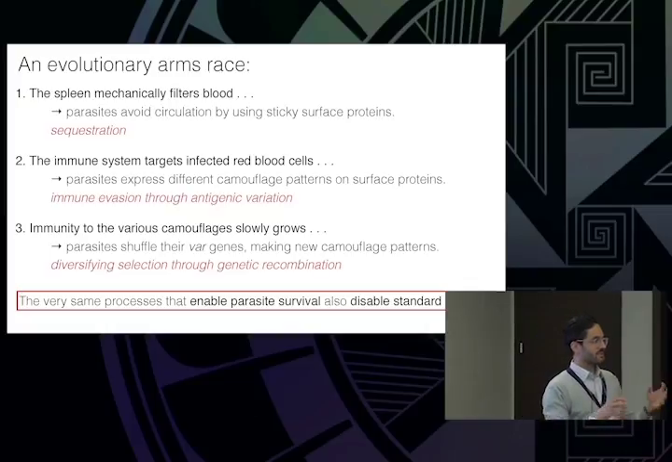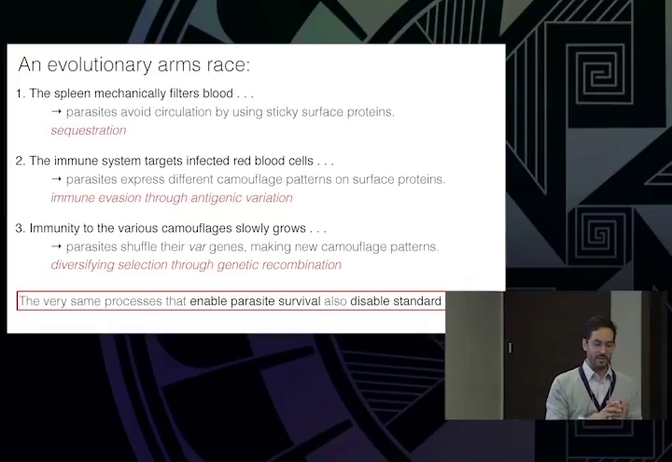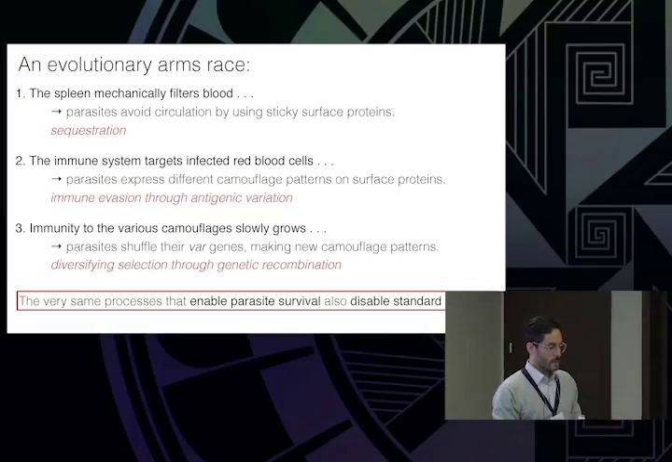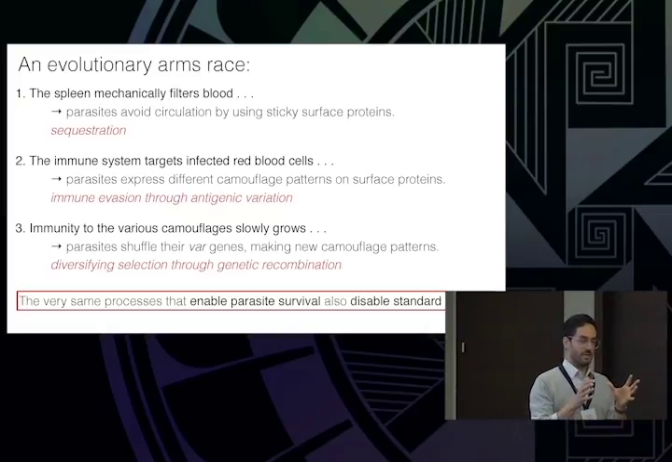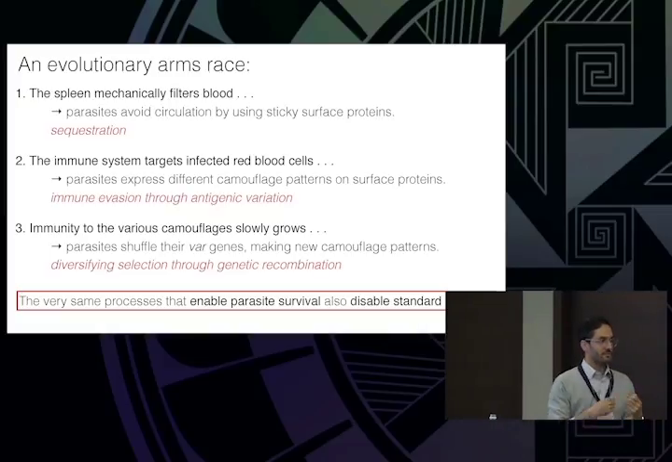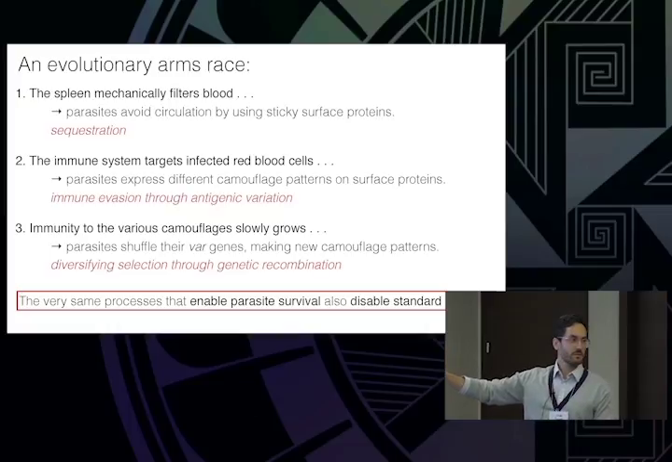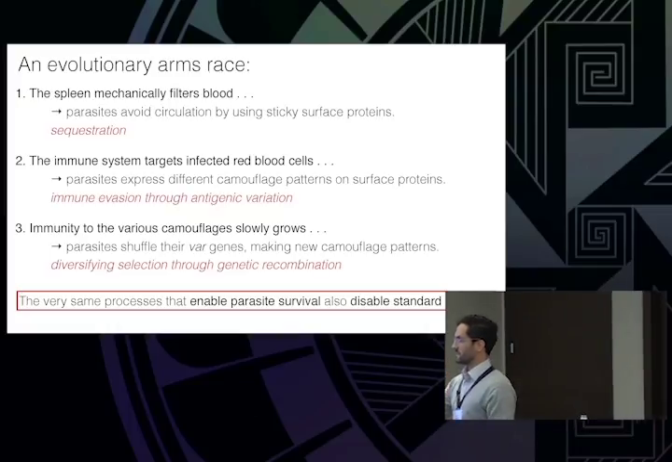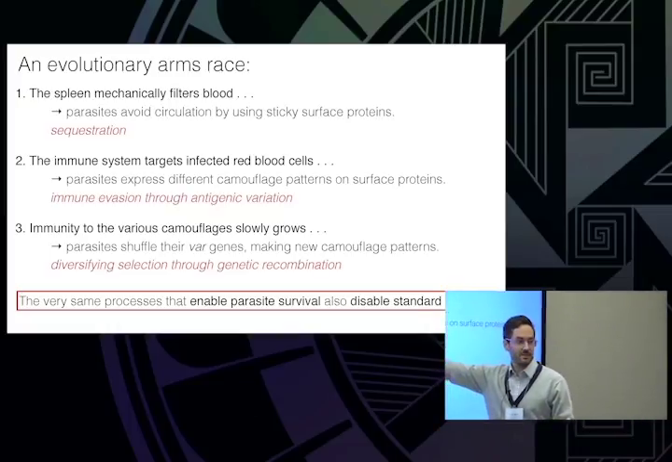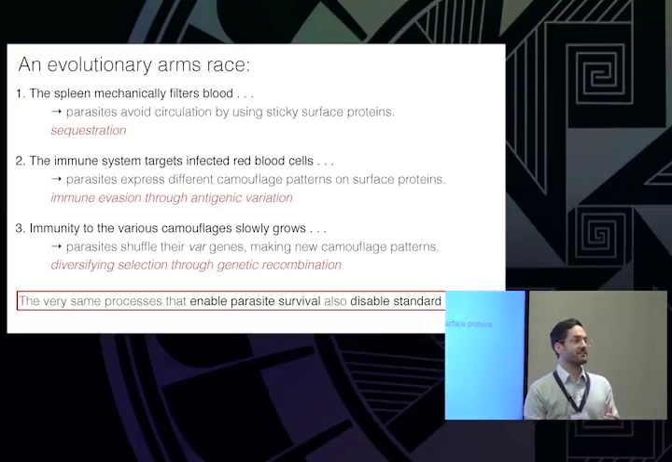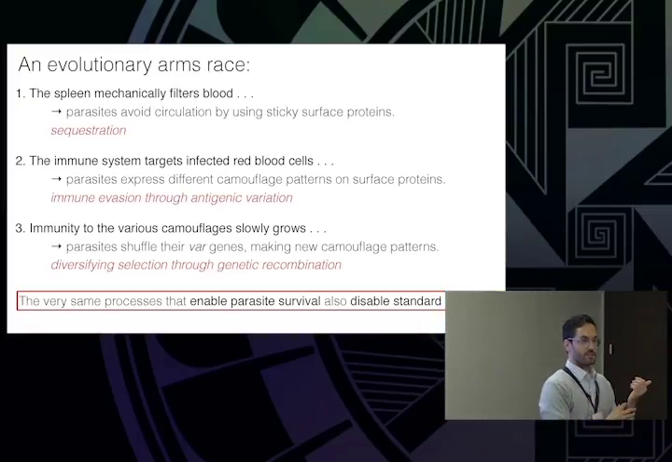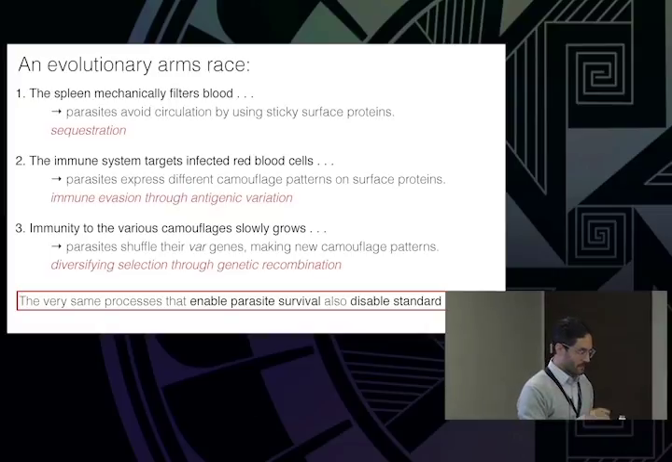But the immune system is going to see that Velcro on the outside of these infected red blood cells, and so it targets those red blood cells. So what the parasites do is they express different camouflage patterns in those surface proteins. We go from Velcro version A to Velcro version B, and this confuses the immune system, which then needs to catch up. We would call this immune evasion through antigenic variation. Just to decode this, an antigen is something that's recognized by the immune system. So antigenic variation is this process of sequentially shifting the camouflage patterns on cells.